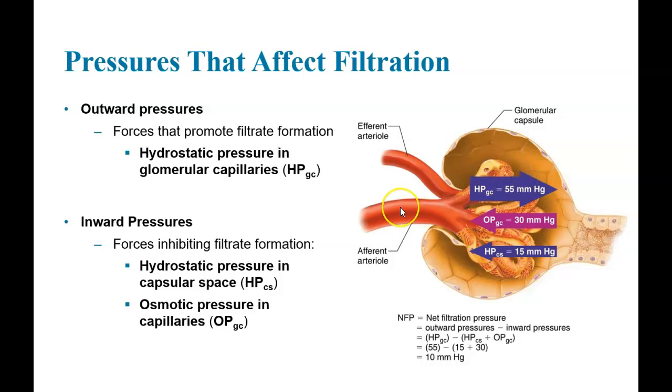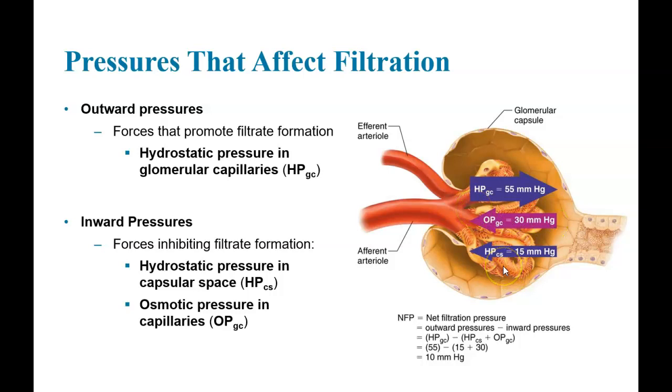And then there's the inward pressures, like the hydrostatic pressure in the capsular space. So the glomerular capsule is this whole structure. The capsular space is the space within that capsule. And then there's the osmotic pressure in the capillaries, which is created by the proteins in the blood, which draw, or you could say suck, water into the capillaries.